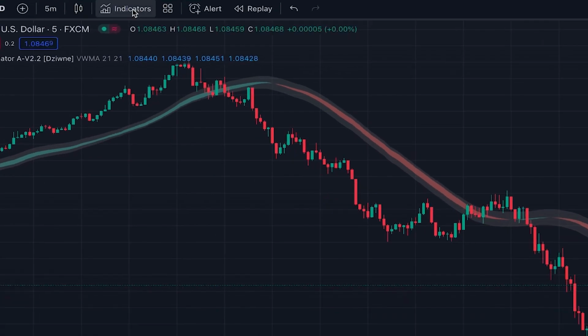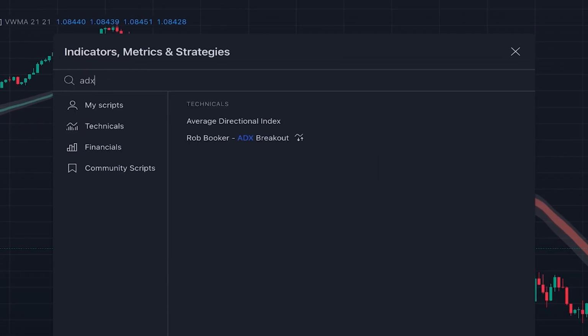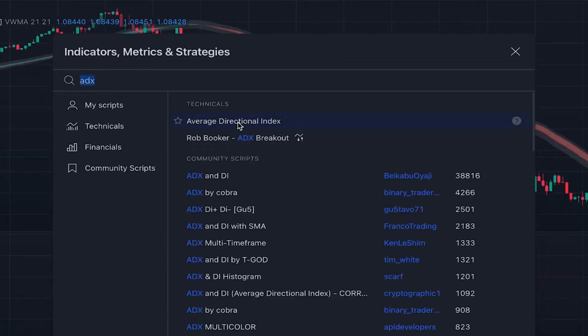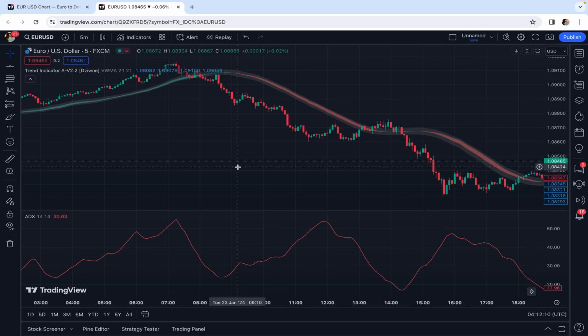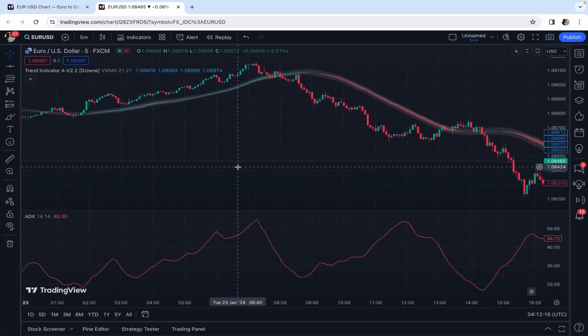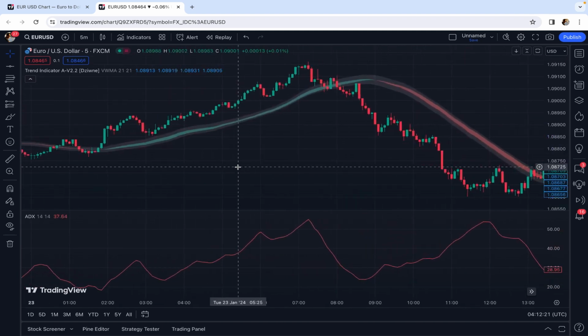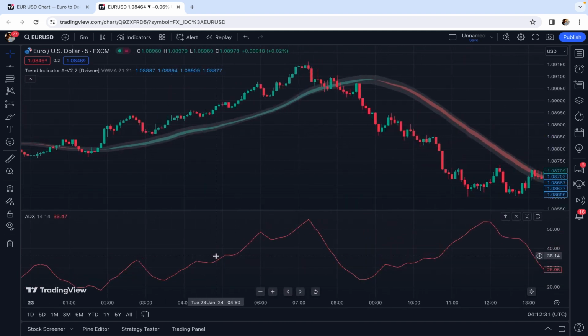So we add another indicator to our chart, which is ADX, this one, the average directional index, and this indicator will help us to be sure that we are entering in trending markets. If you have worked with this indicator, you know that when the ADX line is above 20, the market is trending, and when the ADX line is below 20, the market is flat and not trending.